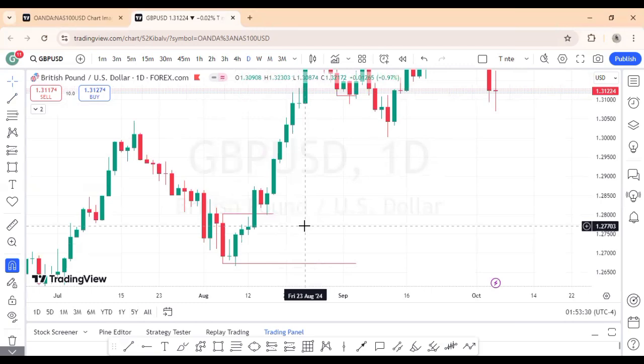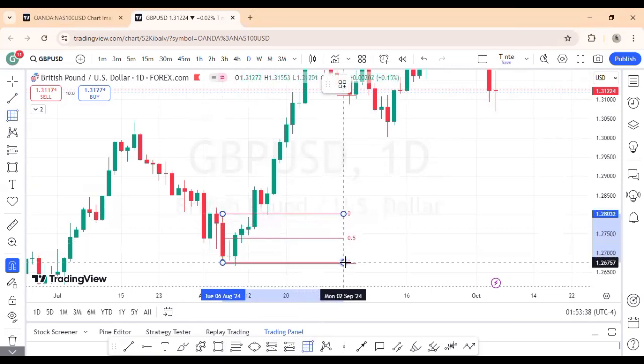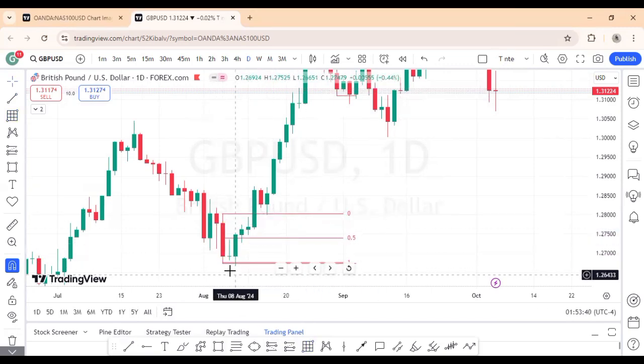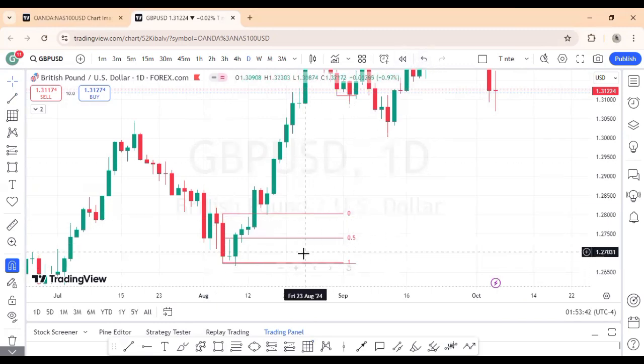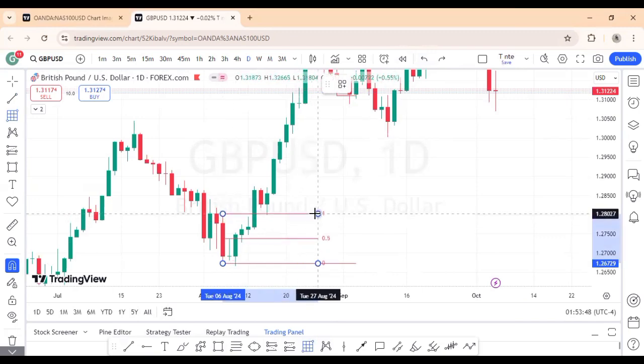Now, of course, price doesn't always have to go to the high. Sometimes you can also use the mid of the candle. You can divide the candle into two and use the midpoint as your target. If you buy at this low, you can use the midpoint as your partial target.